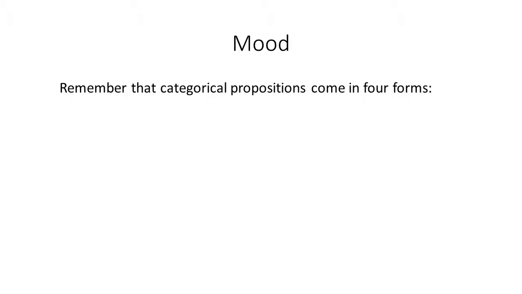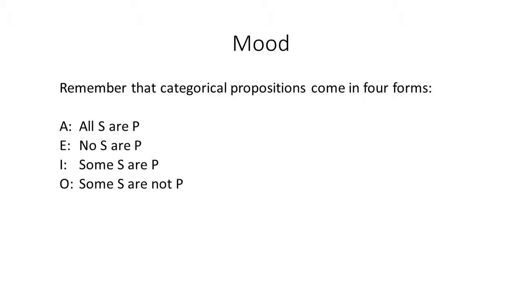So remember that categorical propositions come in four forms. So what are they? We have A, E, I, and O. A are of the form all S are P. E are of the form no S are P. I are of the form some S are P. And O are of the form some S are not P.